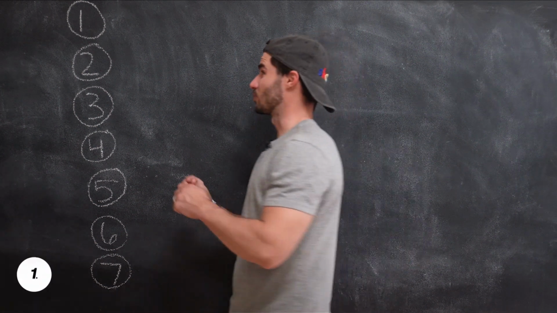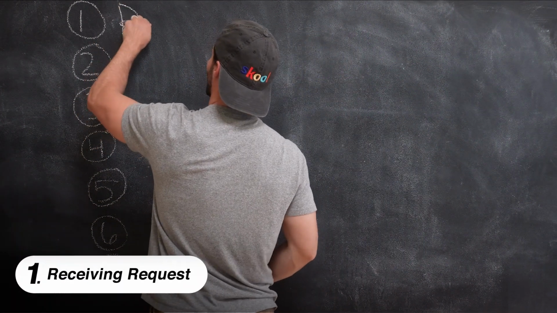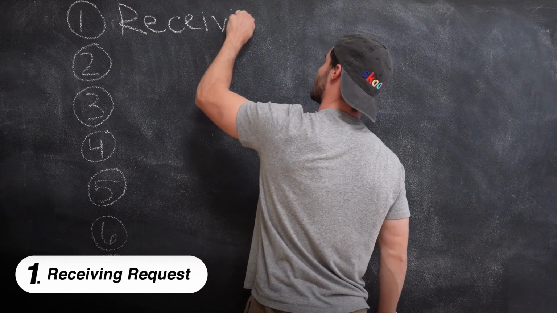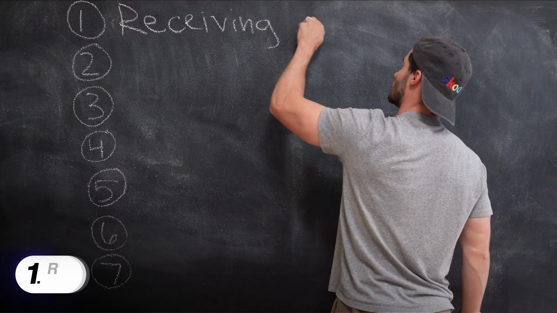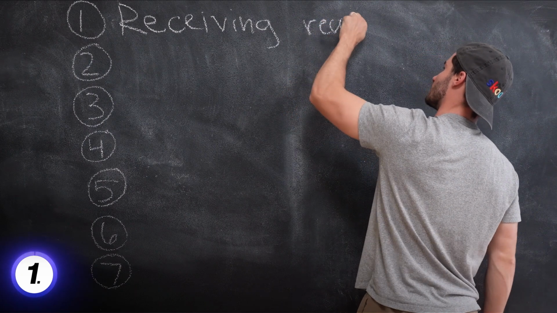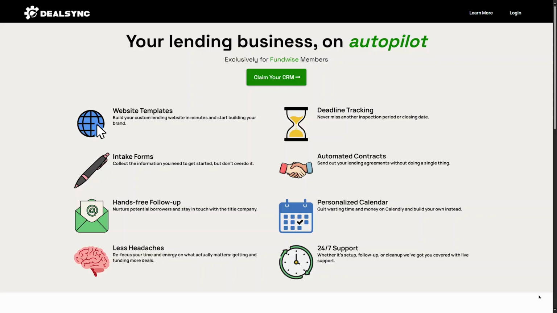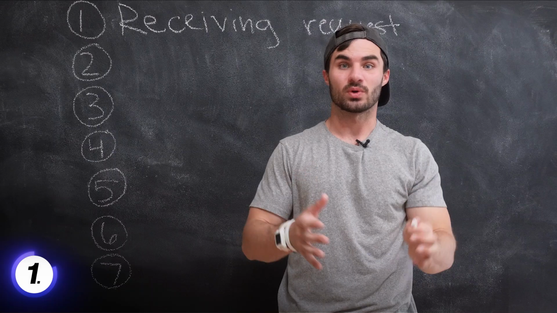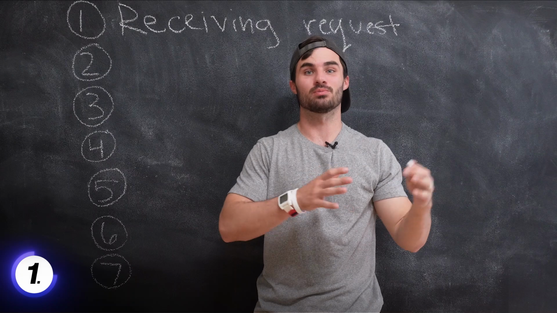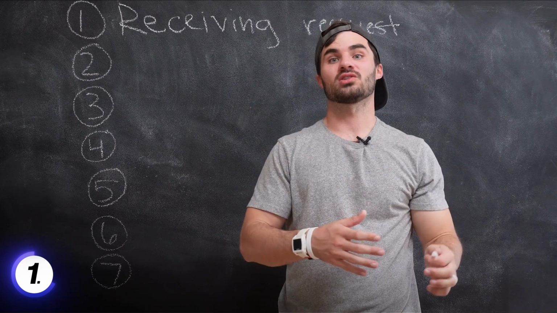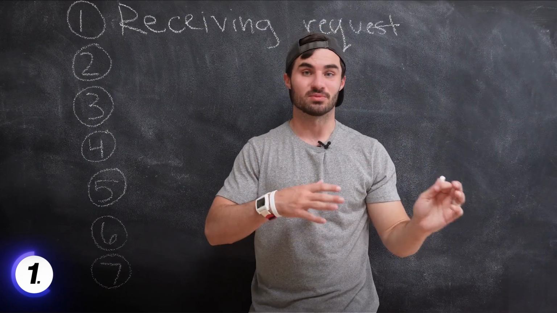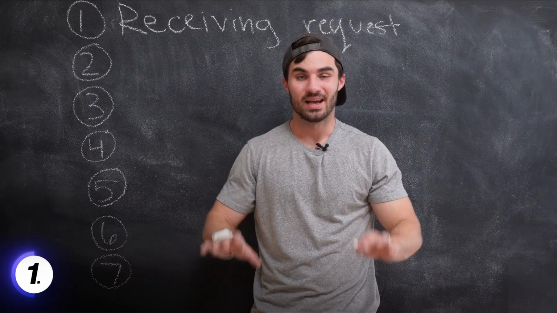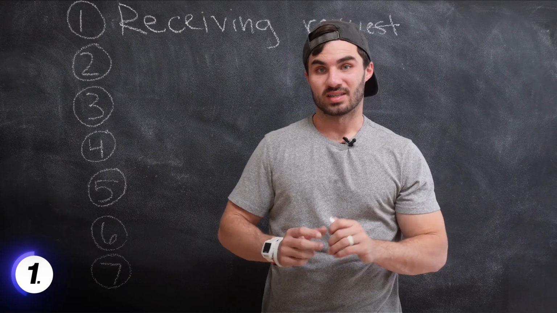All right, number one is receiving the request. Now, obviously, before you can vet any deal, you've got to actually have deals coming in, right? And so what I use to receive requests is dealsync.io. Now that's what I use to receive my requests because it is a very simple automated CRM that already has all of my lending automations and systems built in so that the request can be submitted via form. I can get all the information I need and I can move forward with the process seamlessly.